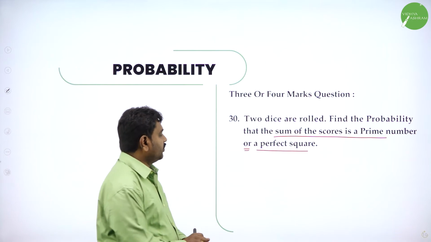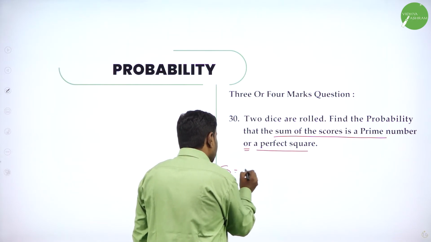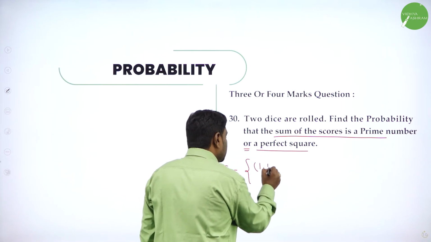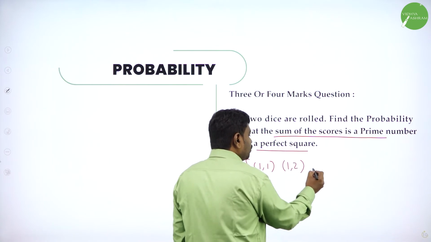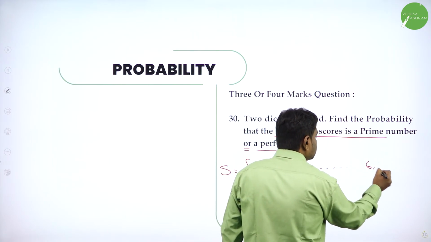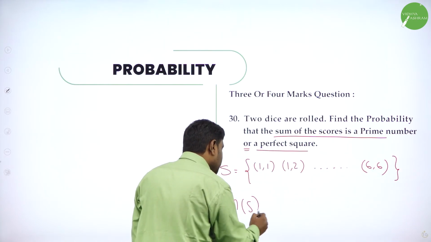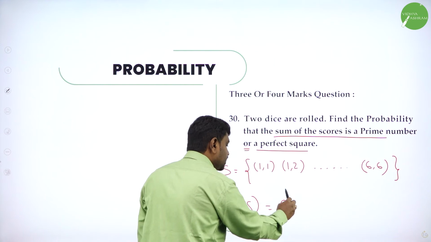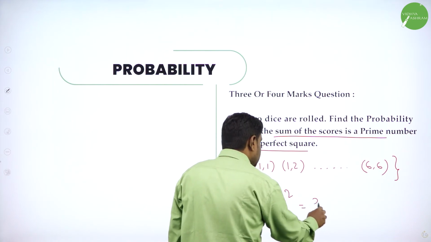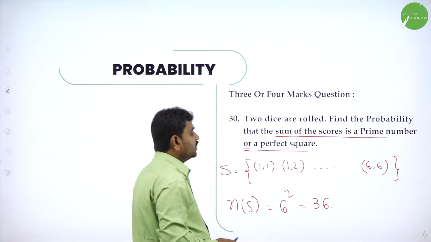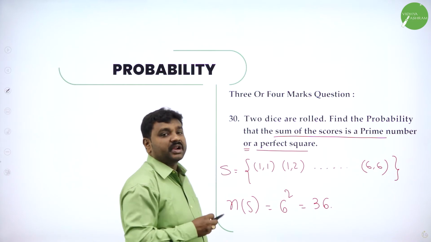2 dice are rolled. When you roll the 2 dice, the sample space will be what? 1, 1; 1, 2; so all the outputs like that till 6, 6. I can't sit and write all. So the number of elements in the sample space: 1 die if you roll gives 6 outputs, so 2 dice give 6 squared. 6 squared is 36. 36 outputs are there. And the sum of the scores is a prime number.